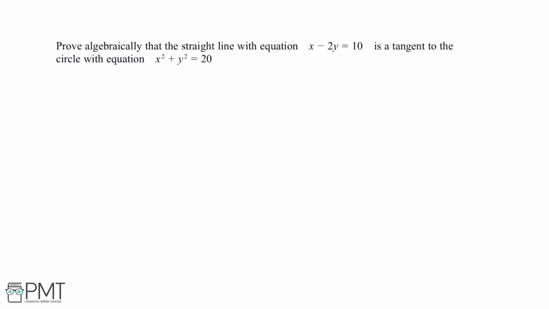Prove algebraically that the straight line with the equation x minus 2y equals 10 is a tangent to the circle with equation x squared plus y squared equals 20. So in order to prove that a straight line is a tangent to a circle, essentially what we need to do is to prove that it only intersects the circle once.